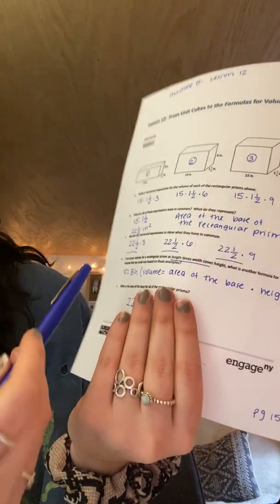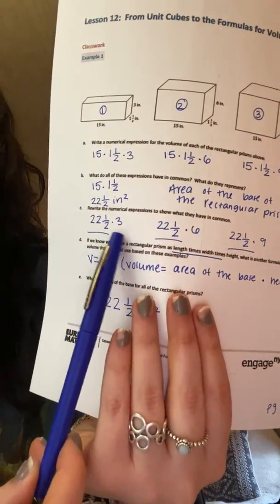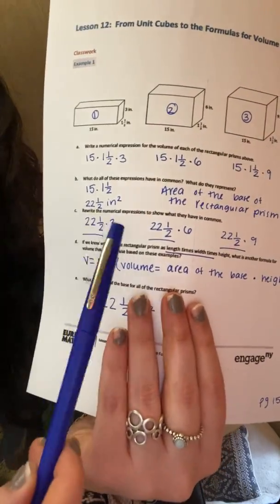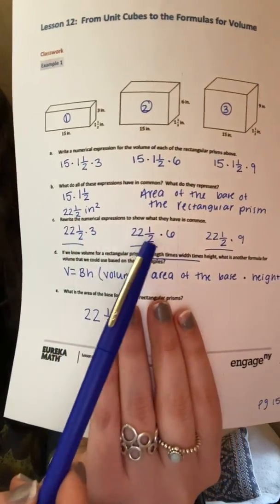And then it says, obviously, what they have in common is, I've said this a million times already, but I underlined it just to reiterate it for myself and for you. 22.5 is what they have in common. That's why I underlined it all.